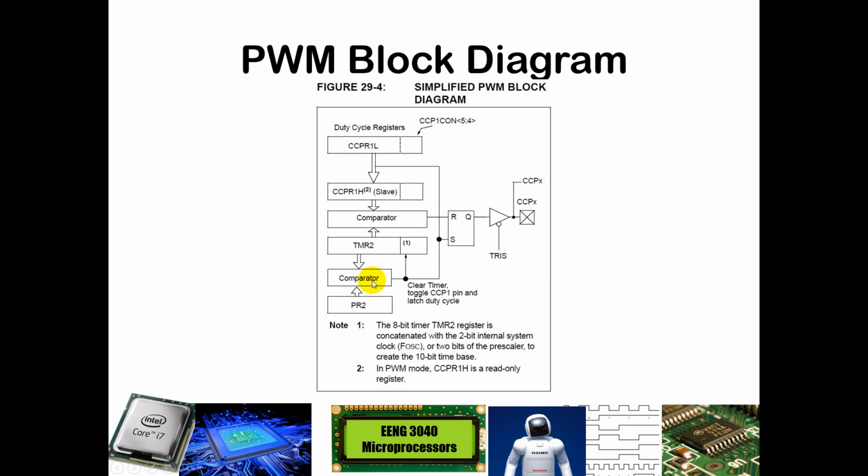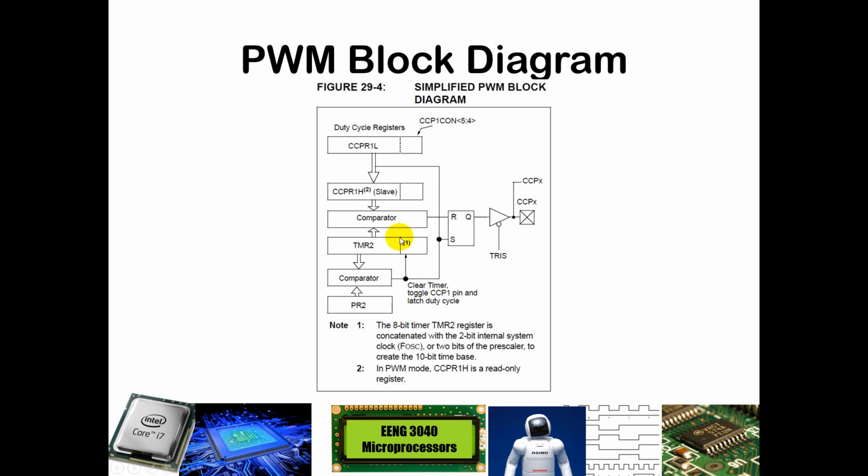Now down here, what you will notice is that timer 2 is being compared against the PR2 register. And so if you leave that at FF or you set it to some other value, what you are going to see is it is going to keep incrementing, and then once those values are equal, then it will do a few things.